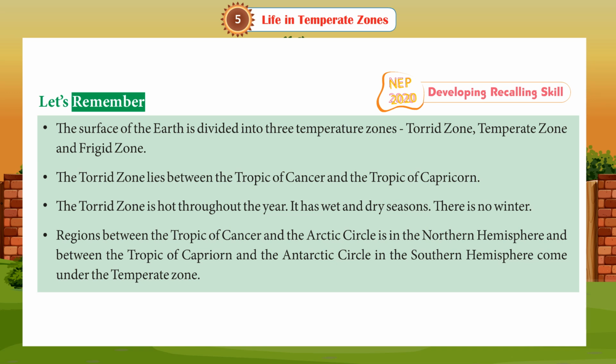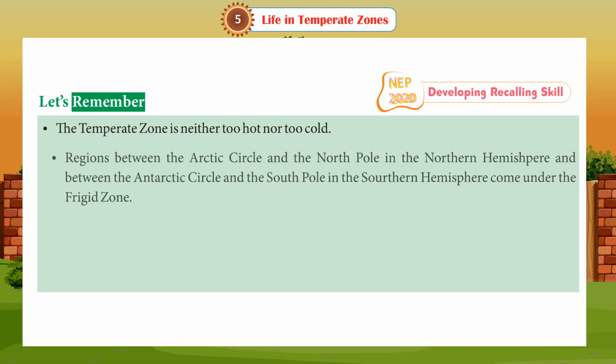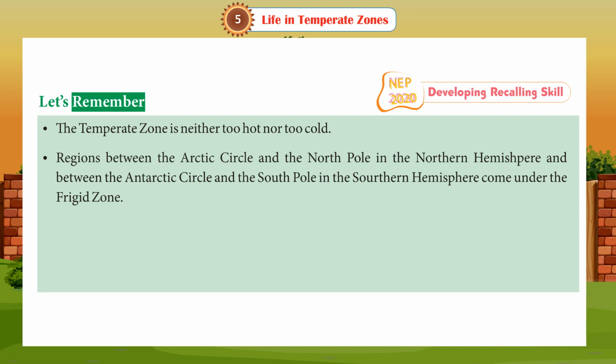Regions between the Tropic of Cancer and Arctic Circle in the northern hemisphere, and between the Tropic of Capricorn and Antarctic Circle in the southern hemisphere come under the temperate zone. The temperate zone is neither too hot nor too cold. Regions between the Arctic Circle and the North Pole in the northern hemisphere and between the Antarctic Circle and South Pole in the southern hemisphere come under the frigid zone. The frigid zone is covered with snow throughout the year.